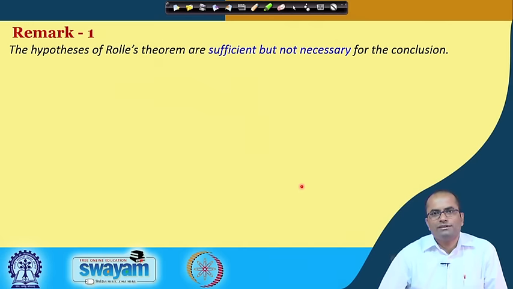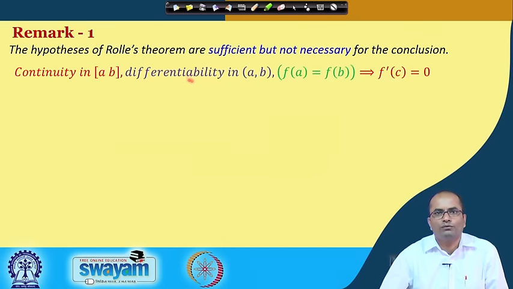There are a few remarks which are of great importance. So, here the hypotheses of Rolle's theorem are sufficient but not necessary for the conclusion. What do we mean by this? What we have seen is the continuity of the function in the closed interval a b, the differentiability in the open interval a b, and a third condition that f a is equal to f b. If these three conditions are satisfied, then there will exist a point c where the derivative will vanish.